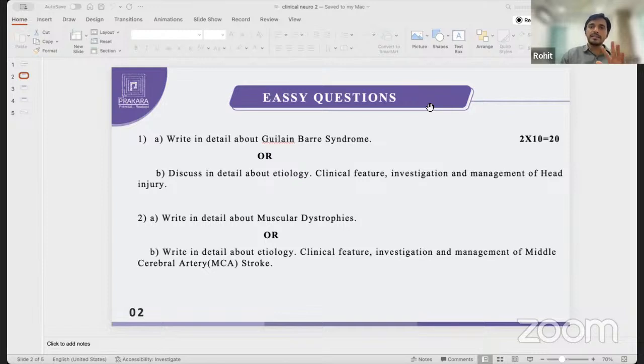In most of the cases, the weakness is usually proximal. That is, shoulders as well as hips are the joints where the weakness is severe. But there are exceptions, like, for example, myotonic dystrophy type 1, where the weakness can be distal. So let us discuss some of the muscular dystrophies individually.